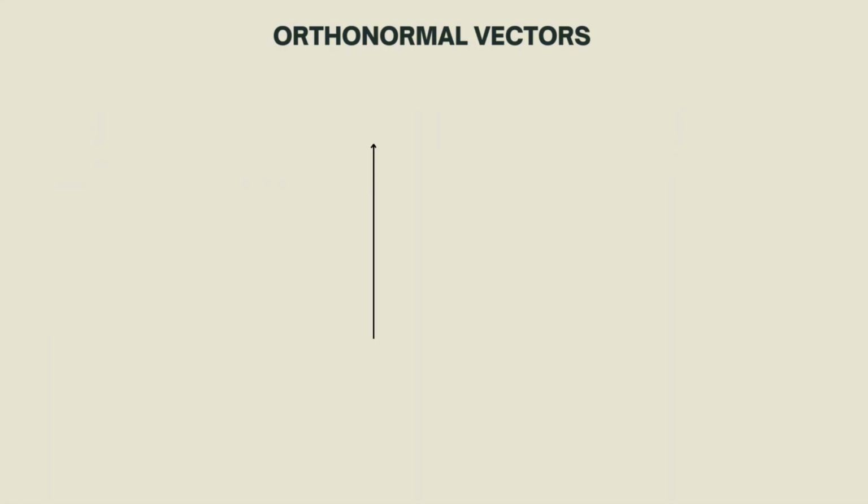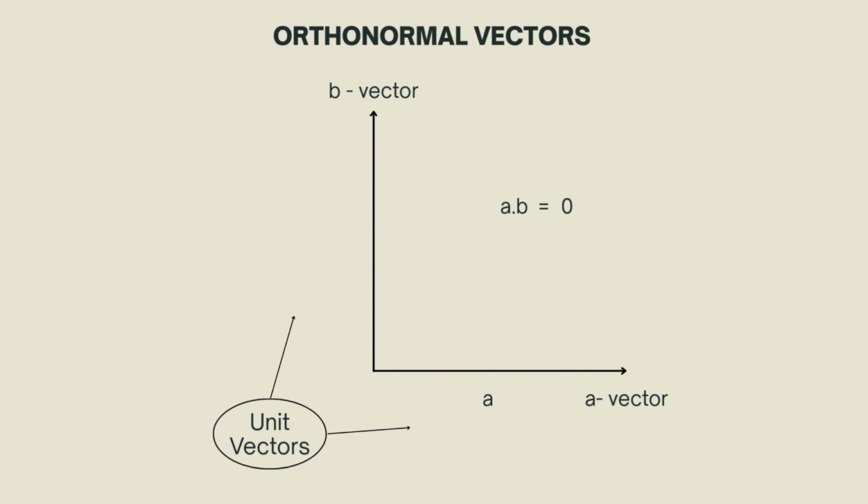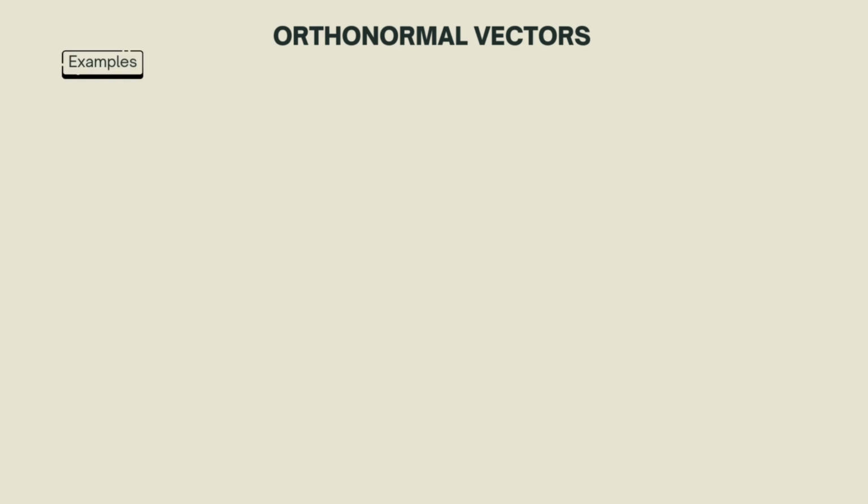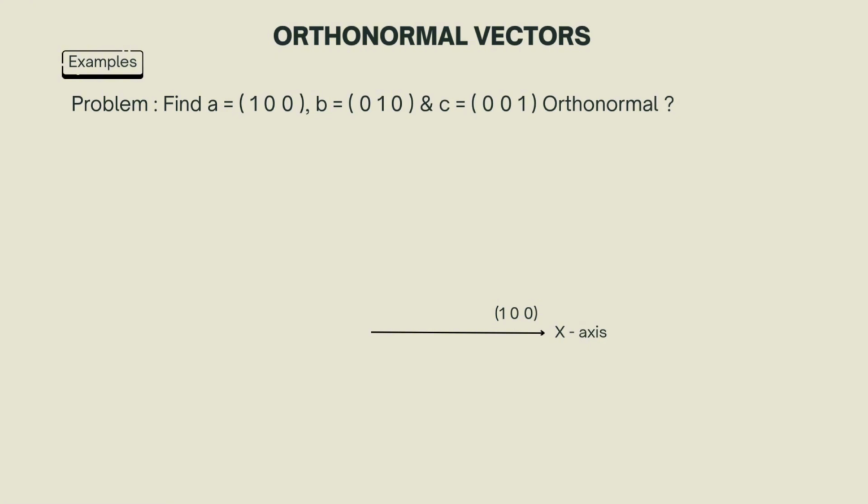Here, we need to note that if A and B are two vectors such that their dot product is 0, then the unit vectors A by mod A and B by mod B of the two vectors become orthonormal vectors. Let us now discuss some examples. Find whether the vectors A, B, and C are orthonormal vectors or not.